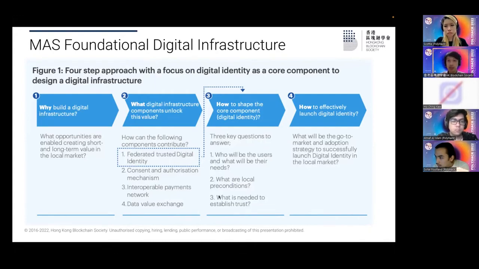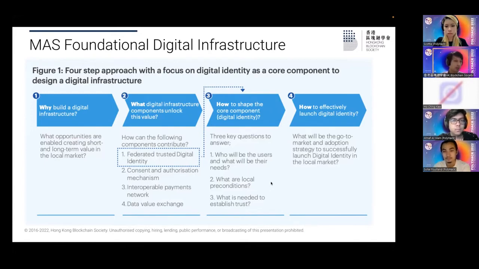And then the key questions on how to shape this core digital identity: who will be the users and what are their needs, what are their local preconditions, and what is needed to establish trust. So remember back in the dog problem, right? That no one knows who you are and everyone knows who you are. At the end of the day, your data is leaked and it happens to be your data, right?